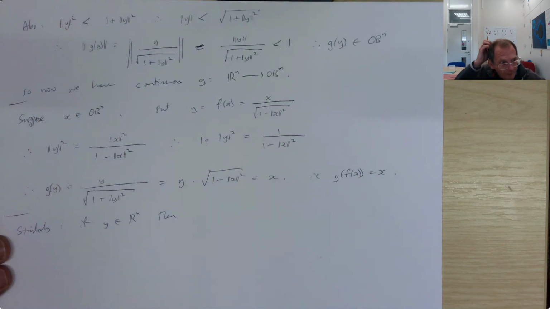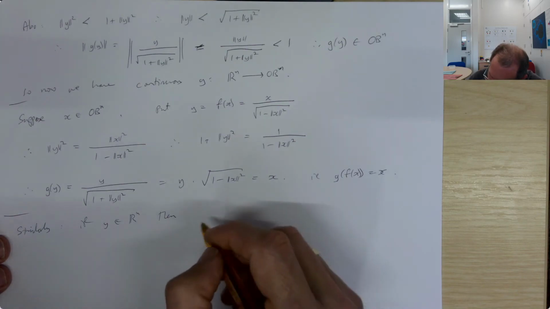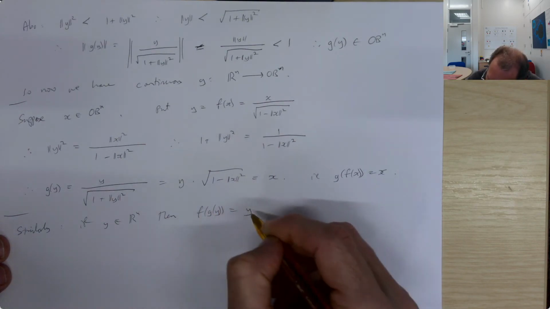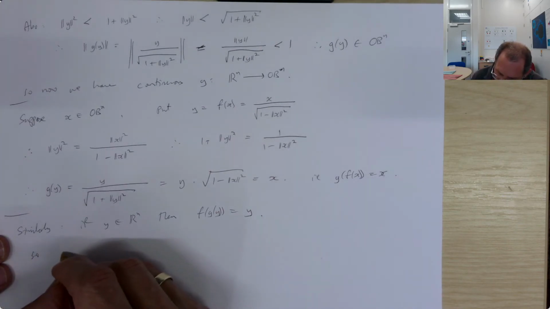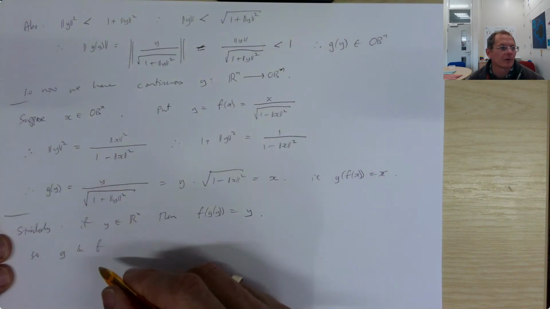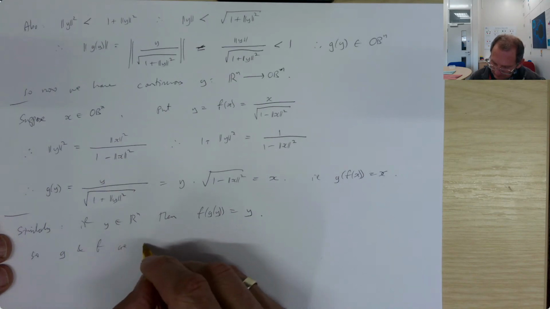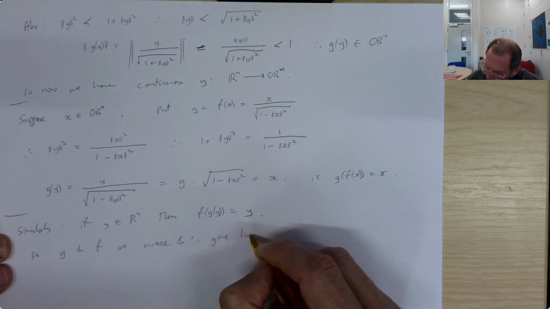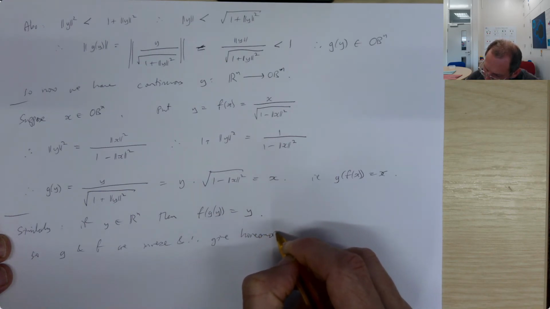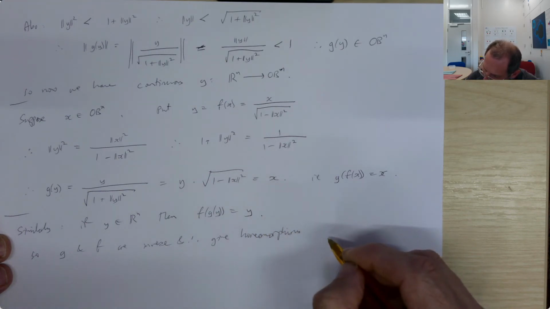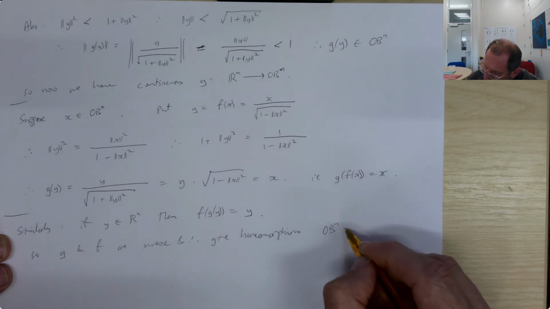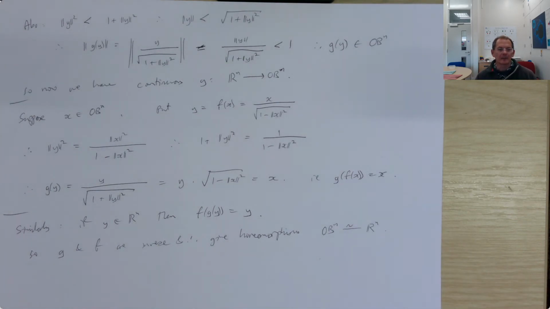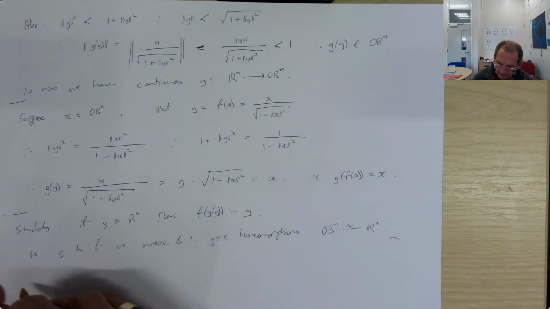So I won't go through all the algebra for the other way around, but it's kind of similar. You find that f of g of y is equal to y. So g and f are inverse to each other. So we get homeomorphisms between OBN and Rn.